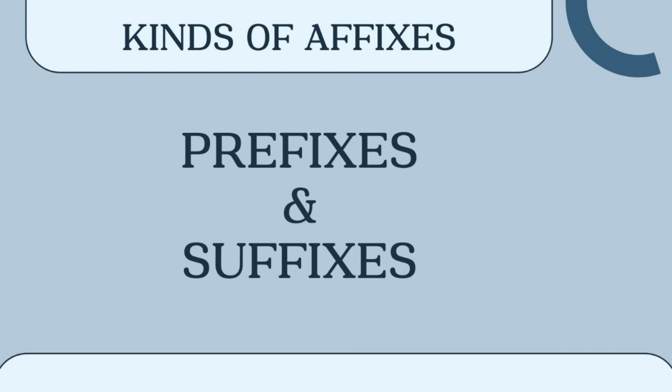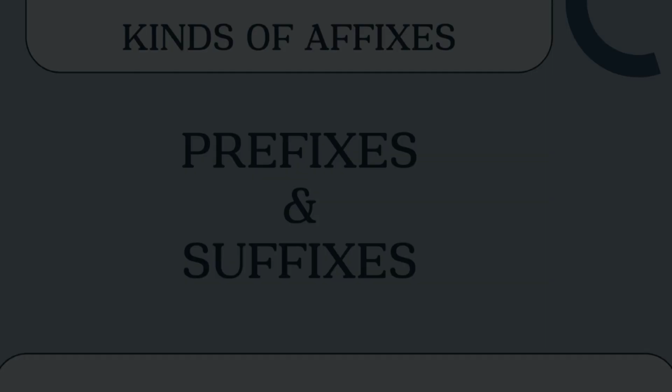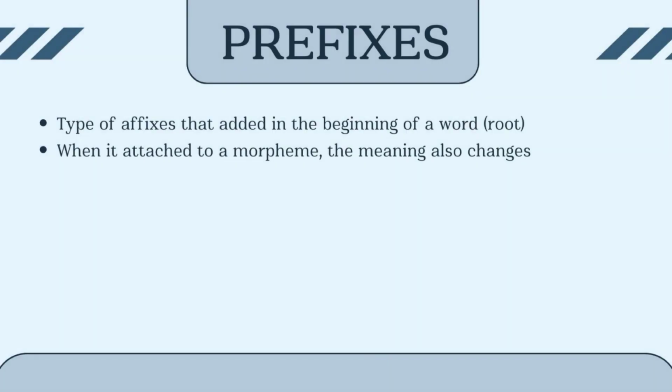And here we have the kinds of affixes. Here we have prefixes and suffixes. They are at least the most common affixes in English. We have two more kinds of affixes, but let's just focus on prefixes and suffixes at first. So what are prefixes? Prefixes are a type of affix added at the beginning of a word. And when attached to a word, to a morpheme, the meaning also changes.